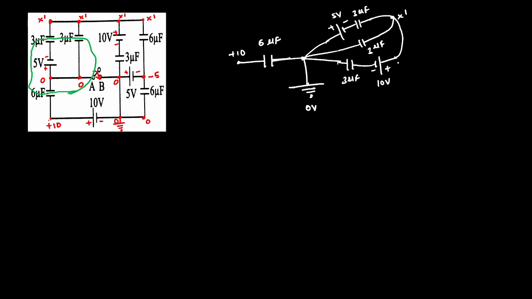Then X dash is connected to minus 5 as well. So from here, we have a connection to one more capacitor, which is 6 microfarad, connected to minus 5 volts, which is what we have here. Now I hope you got this circuit. This point is at 0 volts, and this point we also know. The only thing we don't know is this X dash value, and now we can easily get that.